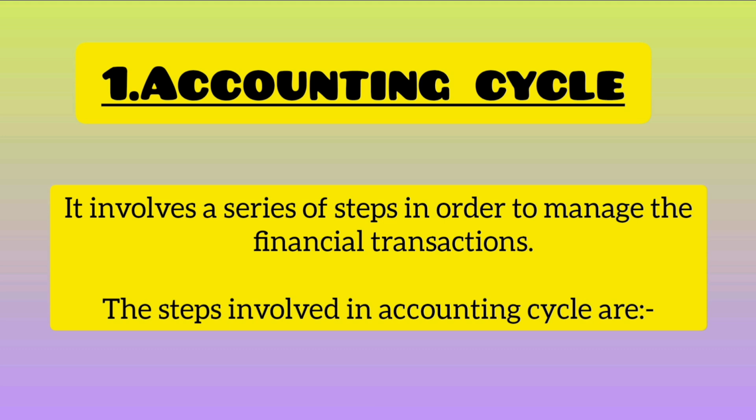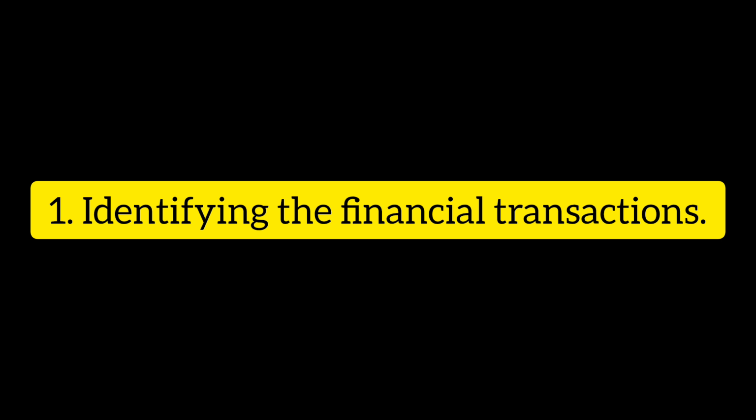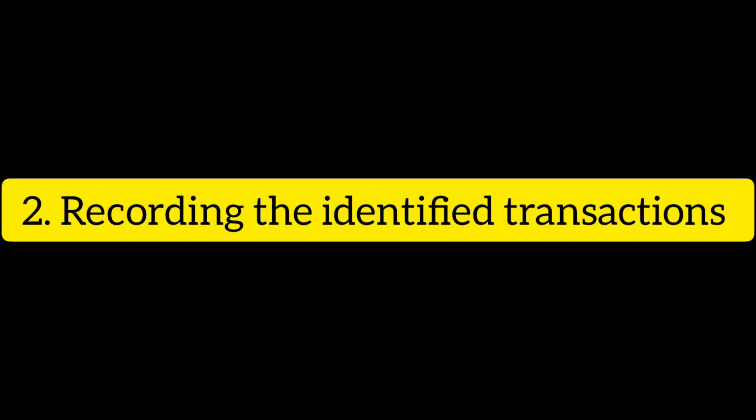As I said, accounting deals with a series of steps. So in the accounting cycle, we have 9 different steps. The first and foremost step is identifying the financial transaction. The first and foremost job of an accountant is to identify the financial transactions. Once the transactions are identified, the next step is to record those transactions.